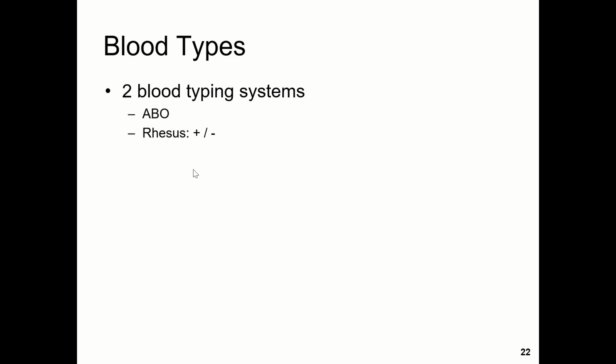You have two copies of the gene that is responsible for this typing, and so you can either have type A, type B, type AB, or type O. And then for all of those, you can either be positive or negative. Okay, so we're going to talk first about the ABO typing, and then I'll talk briefly about the rhesus typing.